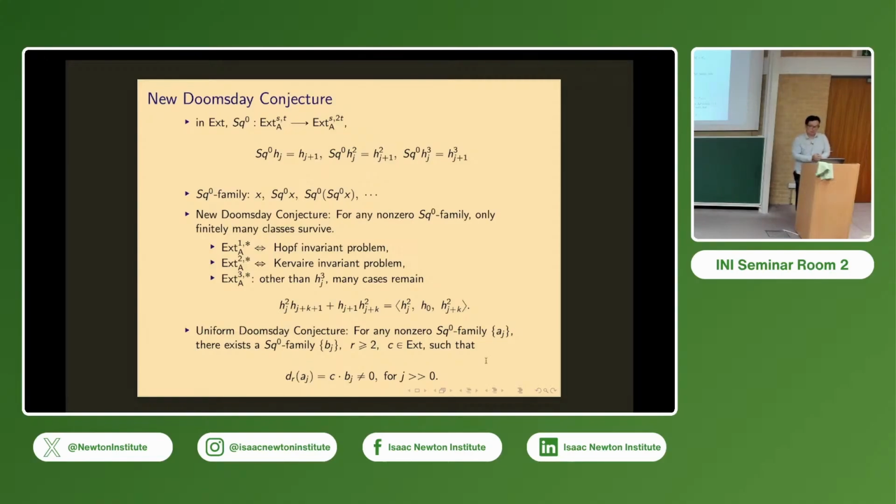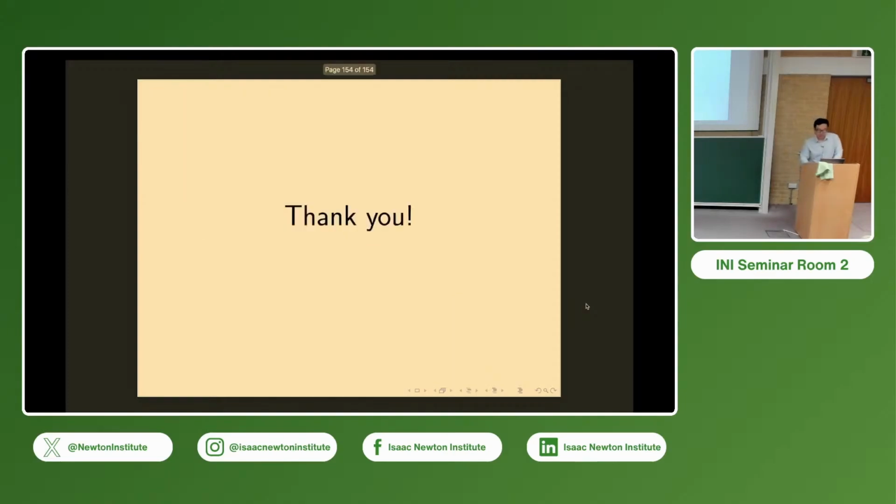So I think a very interesting question would be, for any such square zero family, if there's an interpretation in terms of framed smooth manifolds with corners, then each family should tell us there's some structure of the manifold which only exists in certain dimensions. And if the new doomsday conjecture were true, then that's saying that only finitely many of these dimensions could have these families. All right, I'll stop here. Thank you.